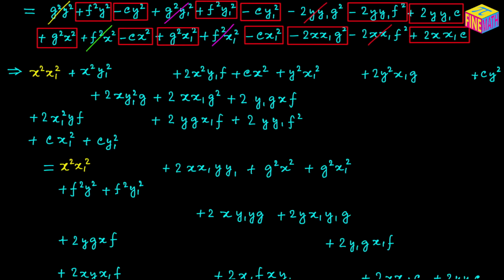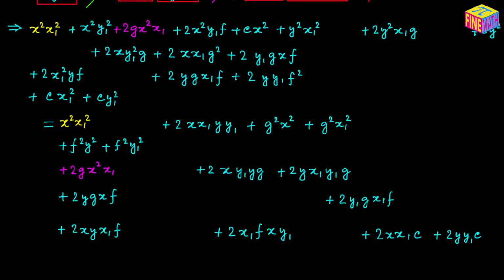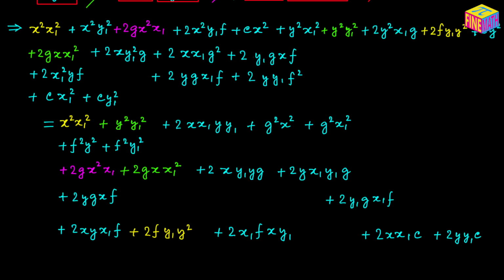So I am adding that term on both sides of the equation. That way our equation is still balanced. Next I have plugged in a term which is 2g x squared x sub 1. I have done that on both sides of the equation. Next I have plugged in a term which is y squared y sub 1 squared. I have done that on both sides of the equation. Next I have added a term which is 2f y sub 1 y squared on both sides of the equation. Next I have added this term which is 2g x x sub 1 squared on both sides of the equation.